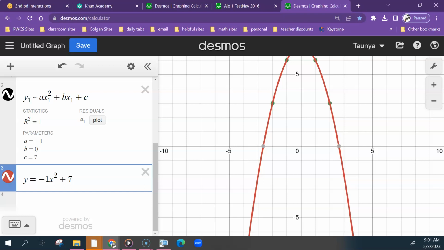So that's the nice part about this: the steps are really the same. It's just which ones we type in or choose are a little different.